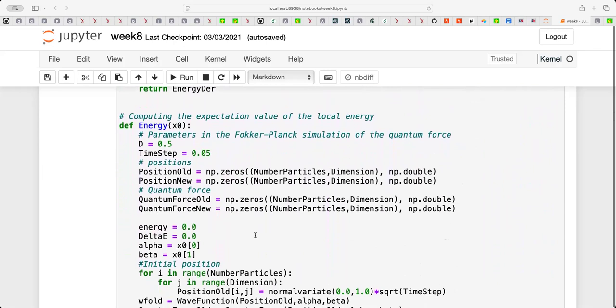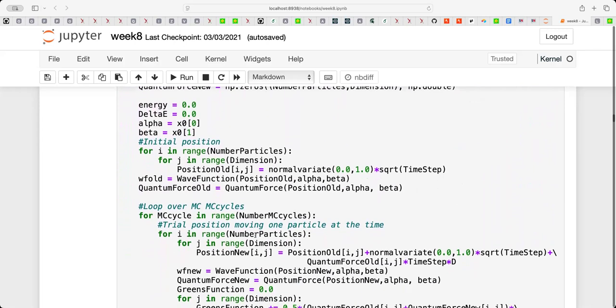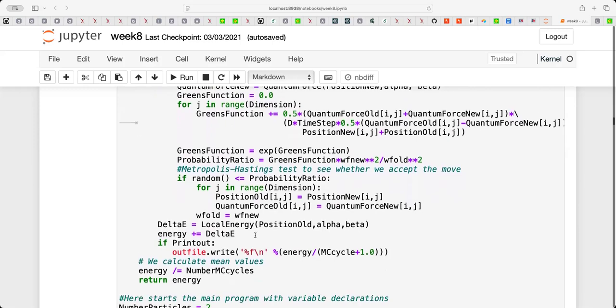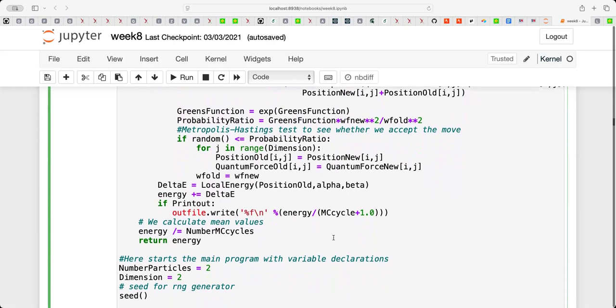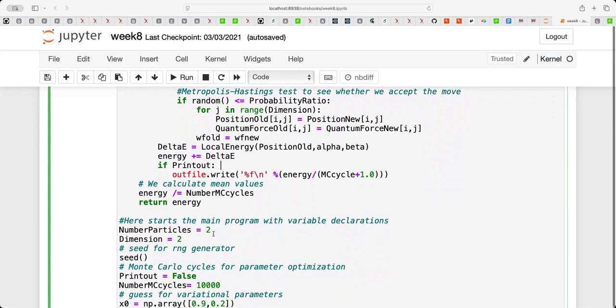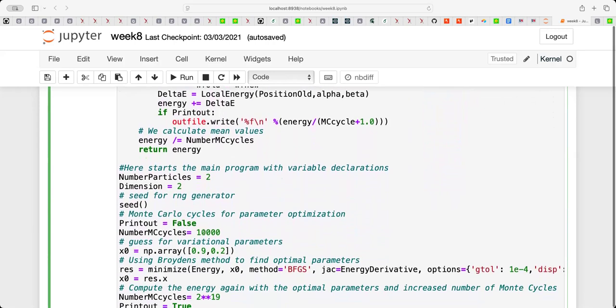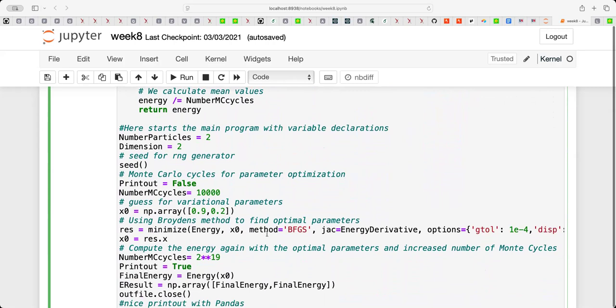And there's also a function which sets up the energy. And when you look at this function here, what I'm doing is that if I have this printout true, I print out the expectation value of the energy. So here I have two particles. And in the first case, I now run the calculation to find the optimal values of the parameters alpha and beta. And that gives me a calculation here, which gives me a minimum.